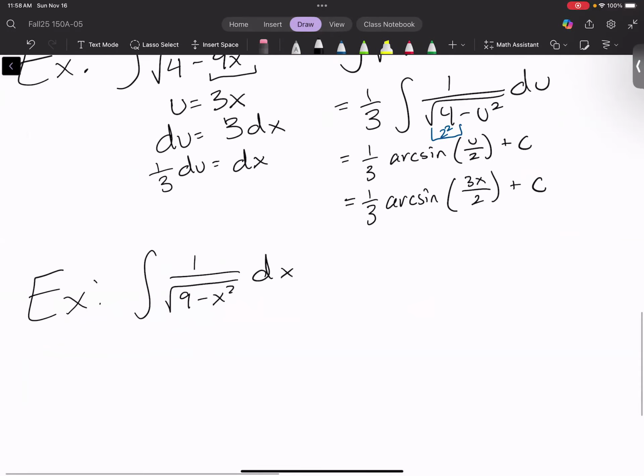Okay, you try this one. Pause the video here. Okay, hopefully you paused. So this is 3 squared minus x squared, right? So we get arc sine x divided by 3 plus c.